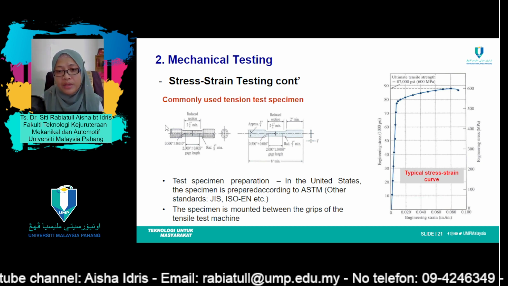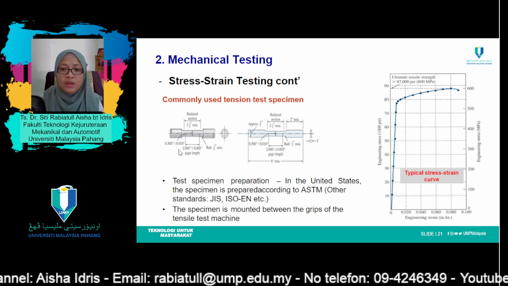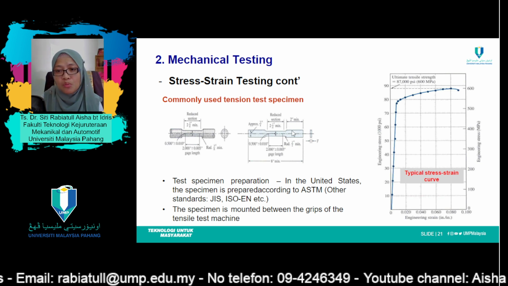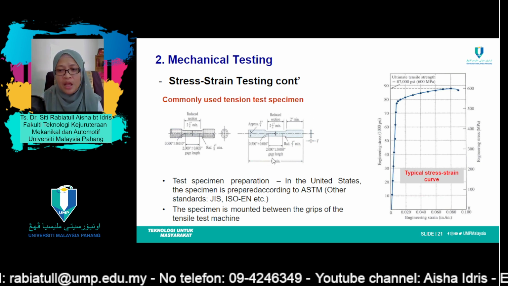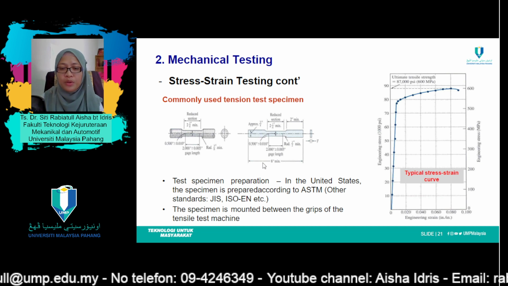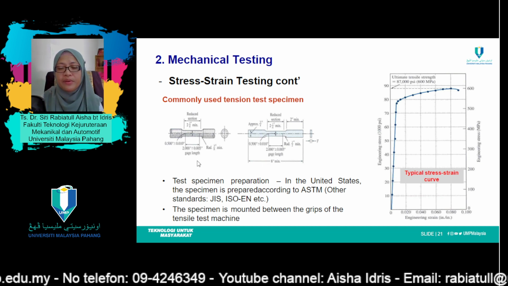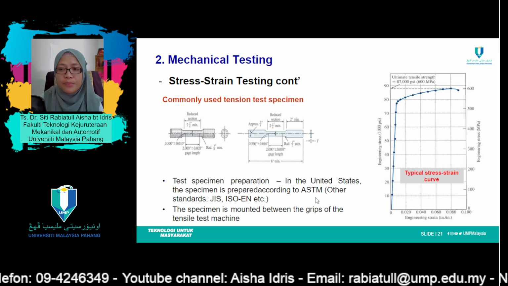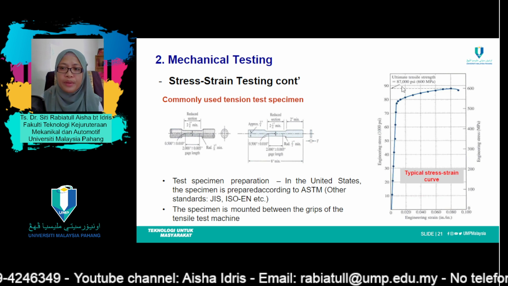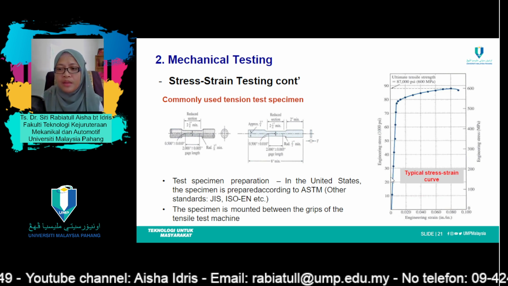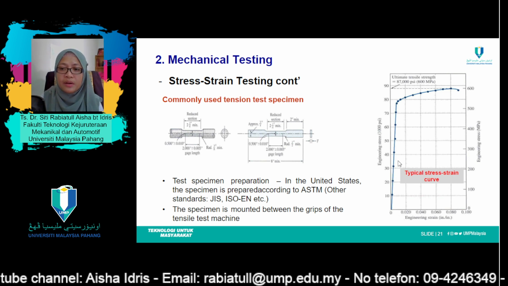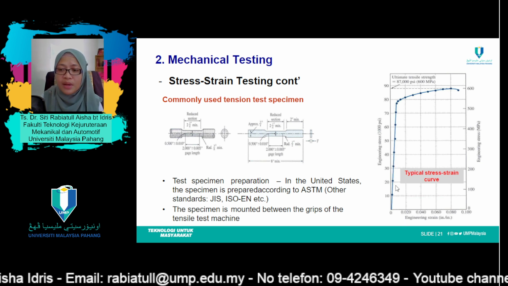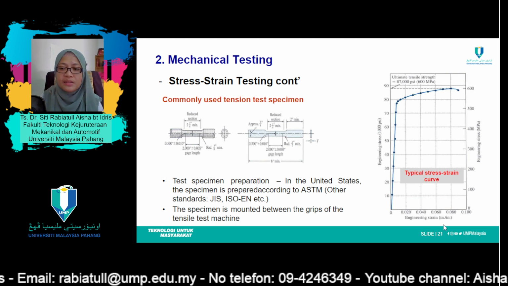For example, this one is in a circular or cylindrical dog bone shape, whereas this one is a flat dog bone shape. Nonetheless, despite the shape of the specimens or the standards being used, the results will be something like this. This is the typical stress strain curve. The y-axis represents the stress, and the x-axis represents strain.